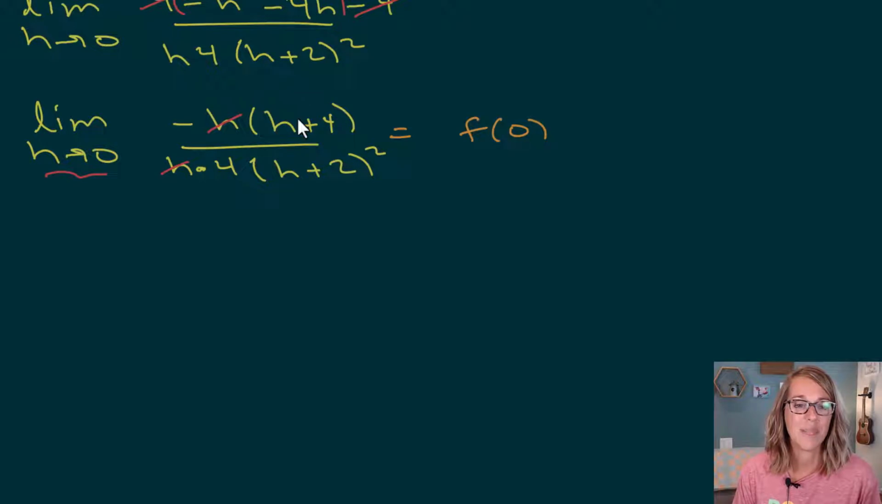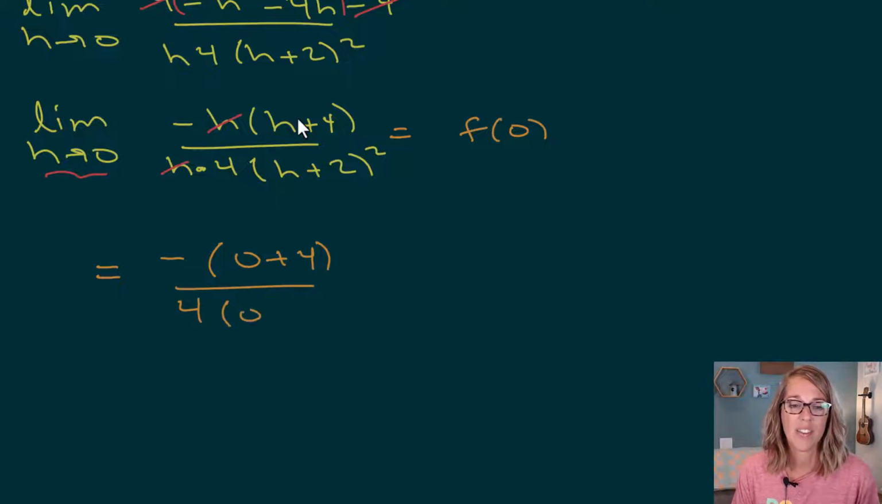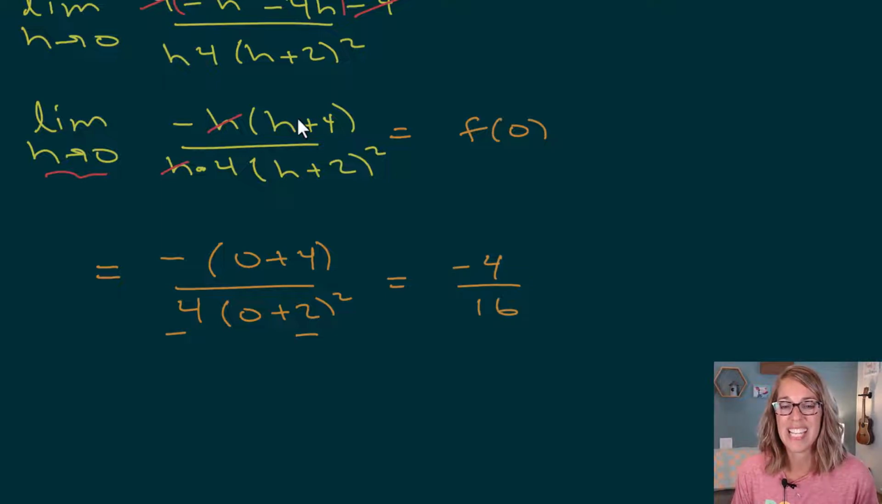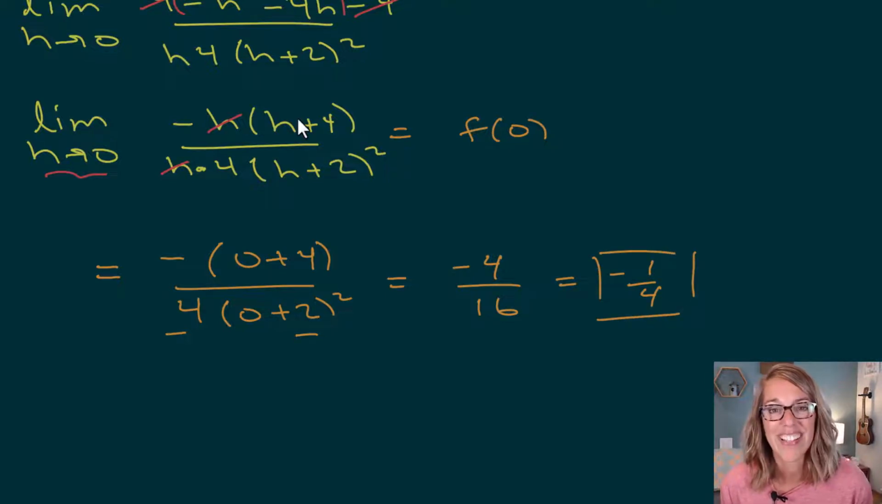Evaluating this gives me negative 0 plus 4, I no longer need that limit, divided by 4, 0 plus 2 squared. So I get a negative 4 in the numerator, and I get a 4 times a 4, or a 16, and I get a negative 1/4 for our answer. Let's go ahead and do another one.